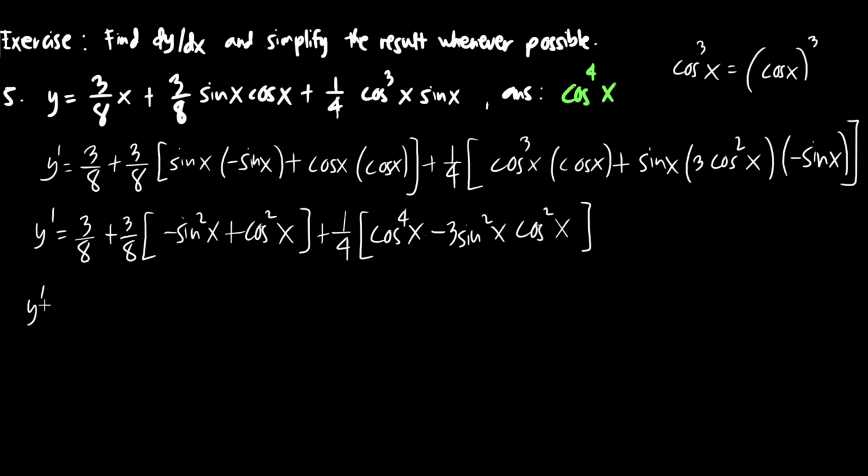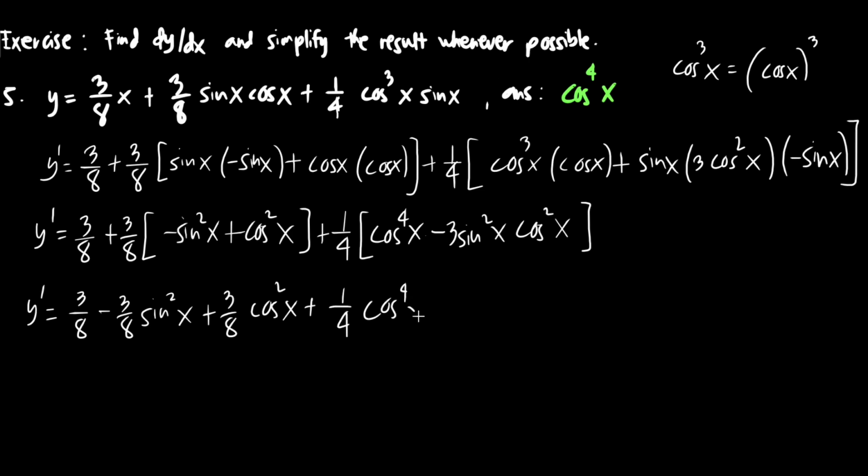right? So we have y prime is equal to, just copy the constant. We'll just distribute so that we are able to simplify now. So negative 38 sine squared x plus 38 cosine squared x, plus 1/4 cosine of 4x minus 3/4 sine squared x cosine squared x.